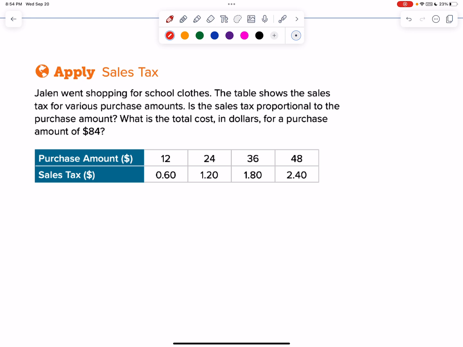It's sort of like if Jace and Braylon got married, they would be Jalen. That's how that works, right?